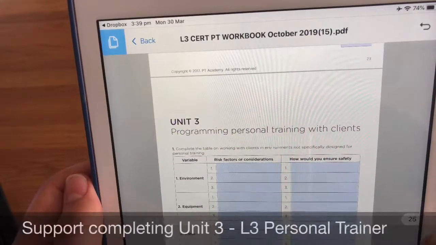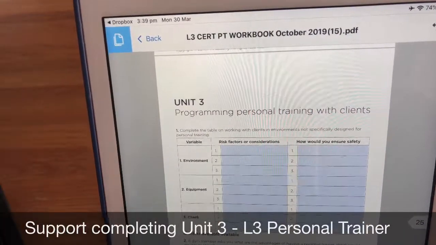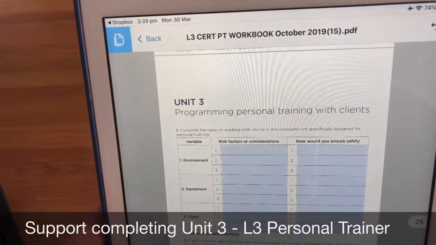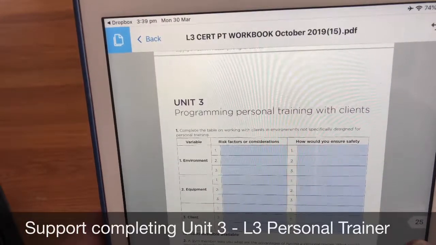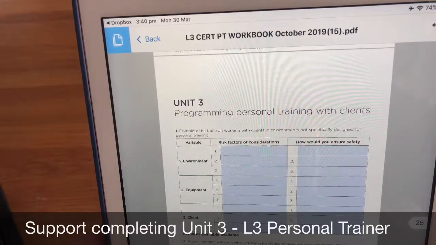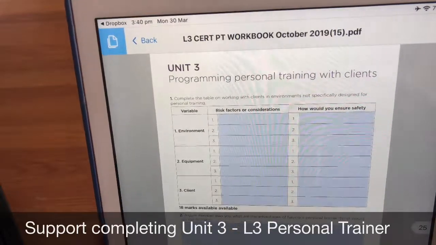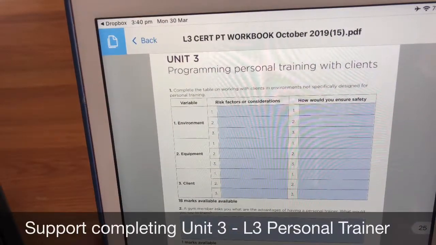The Unit 3 component is typically... most of us personal trainers will be working in gyms these days, but it still makes you think about if you weren't going to be working inside a gym. So you've got to think about risk assessments, accident reports, health and safety, and legislation.